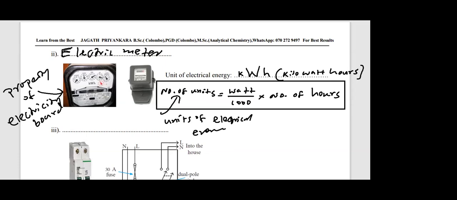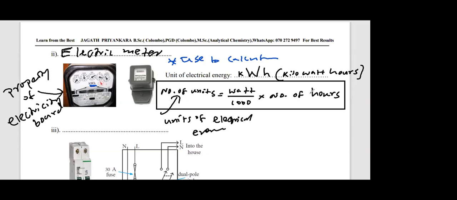What is the use of this? If you want, you can write here: used to calculate the electricity consumption of the house wiring circuit, or used to calculate the amount of electricity consumed. Used to calculate electricity consumption in the house. What is the role of this? Used to calculate the electricity consumption in the house. So you can also highlight this kWh, kilowatt hours.